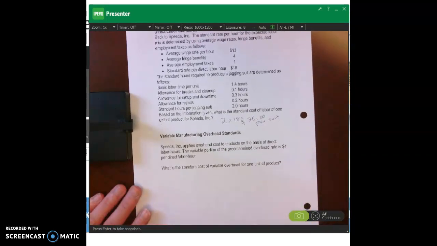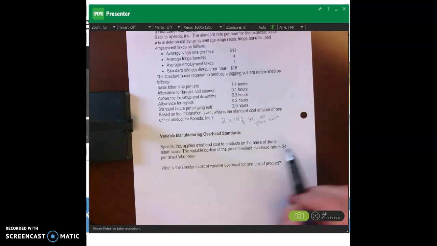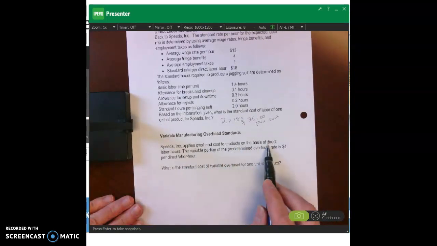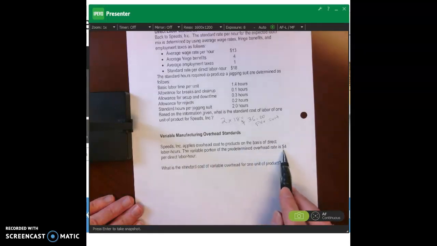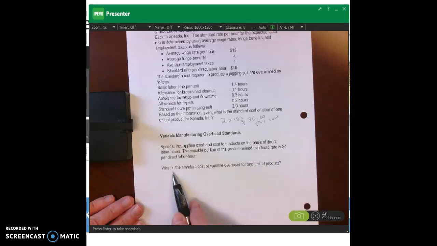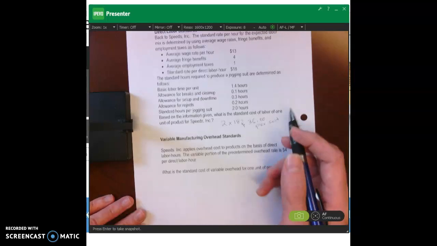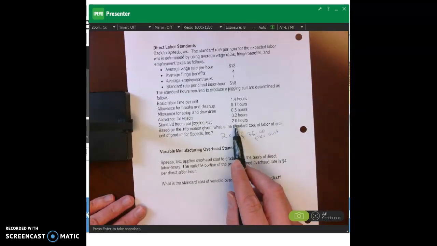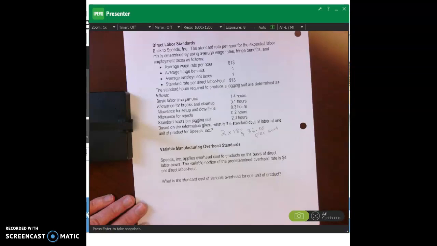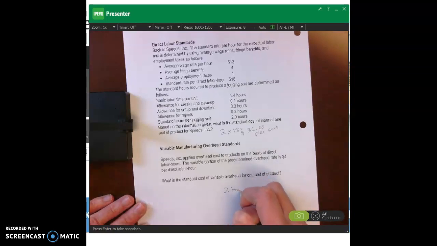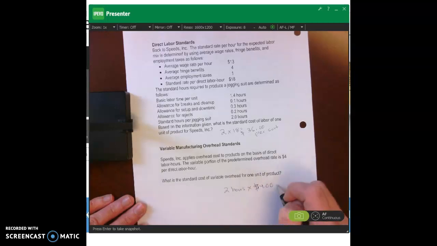Continuing on, now what we can do is we can look at our variable manufacturing overhead. So Speeds applies overhead to products on the basis of our direct labor hours. The variable portion of our predetermined overhead rate is $4 per hour. Okay? What's the standard cost of variable overhead for one unit of product? Well, if each suit takes us 2 hours and we have a variable rate of $4 per hour, we can say our 2 hours times our $4 per hour gives us $8 in variable overhead per suit.